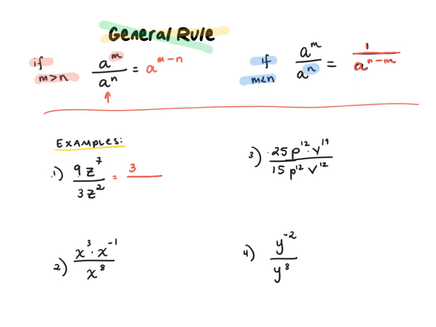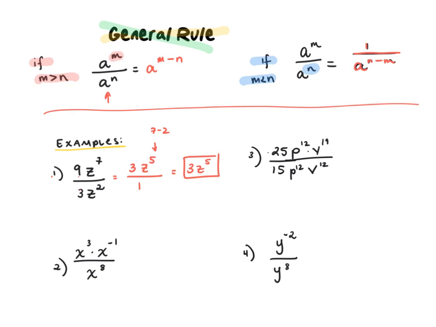I have 7 z's on top, right? Z multiplied by itself 7 times, and on the bottom, z multiplied by itself 2 times. So 2 of those z's will reduce, and I'll be left with z to the 5th. So this 5 came from 7 minus 2. Okay, so there ends up being no denominator because it reduces. And you can just say your answer is 3z to the 5th.